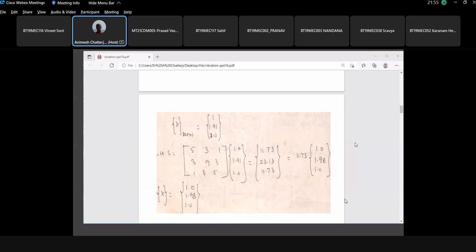So I have given 3 statements. Yes, it will always converge. It will converge to the lowest natural frequency. How quickly it will converge depends on how close the starting vector is to the answer, or mode shape number 1, which we don't know.